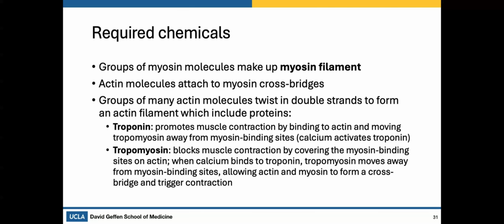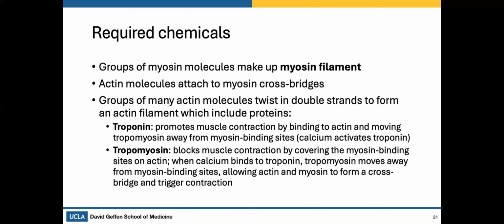What are some of the required chemicals? There are groups of myosin molecules that make up what's known as a myosin filament. Actin molecules attach to myosin cross bridges, and groups of many of these actin molecules twist in double strands to form an actin filament, which includes proteins like troponin and tropomyosin.